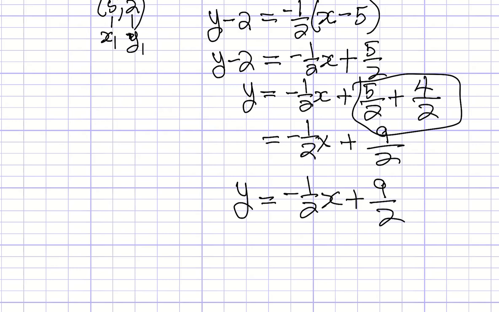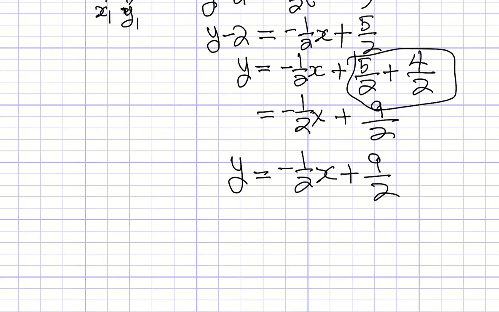So we're done. We're done because the slope is that, because this is in the slope-intercept form, and this is b right here, right? So we're done with that one. There's no mistake. All right.